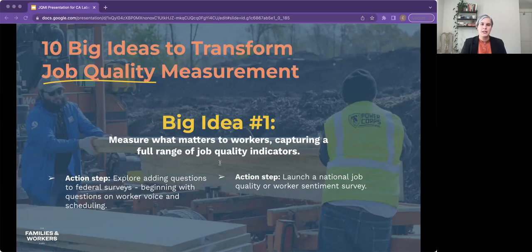I also want to be really clear that our role in this work at the Families and Workers Fund was to convene and coordinate and amplify the brilliant ideas of the experts that we brought together. So what I'm sharing here is the top line highlights from their work, and we would be really excited to connect you directly with them if there are technical areas where you're interested in diving deeper.